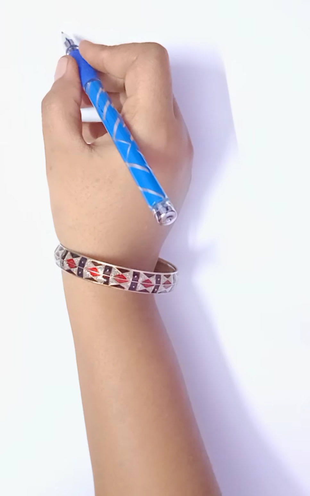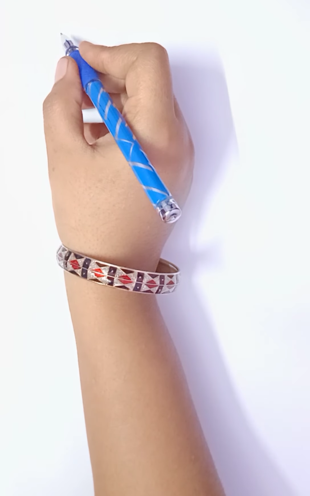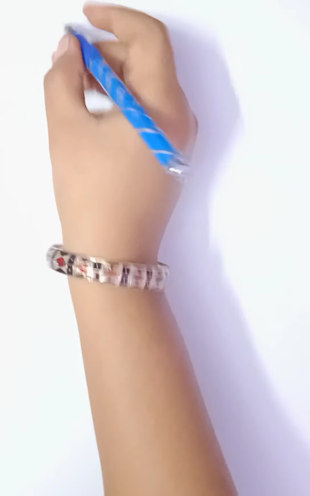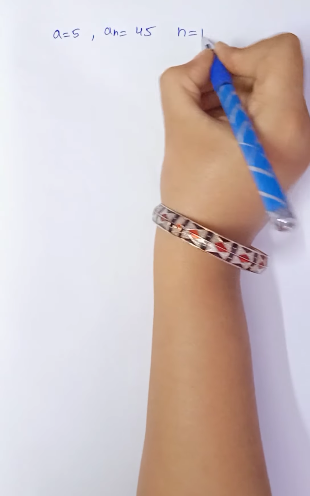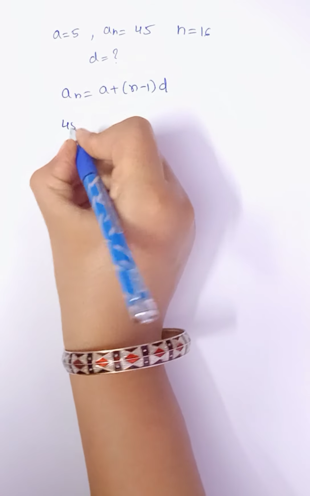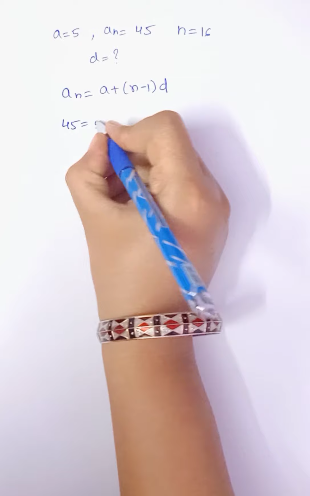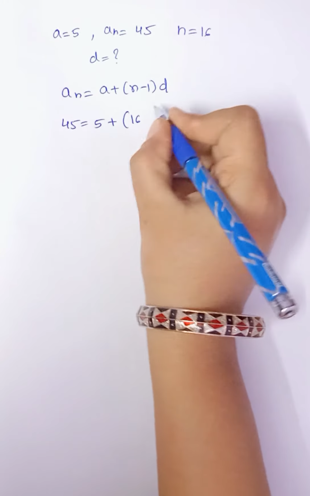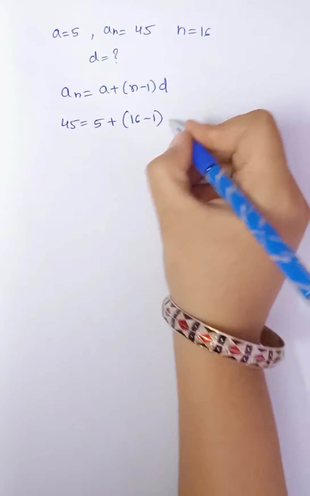Given things, I am going to write it once again for easy calculation. What things were given in the question? a is 5, the first term, an is 45, and we have found the n value, that is 16. Next we need to find the common difference d. For that I am going to take the formula an is equal to a plus n minus 1 into d. What is an? an is 45, which is equal to a is 5 plus n is 16 minus 1, d we don't know, keep it as it is.